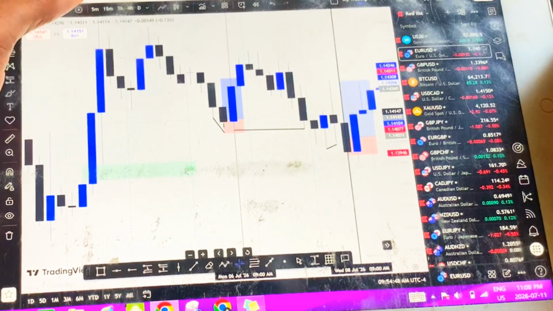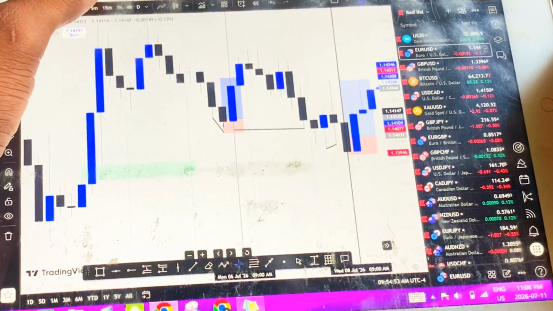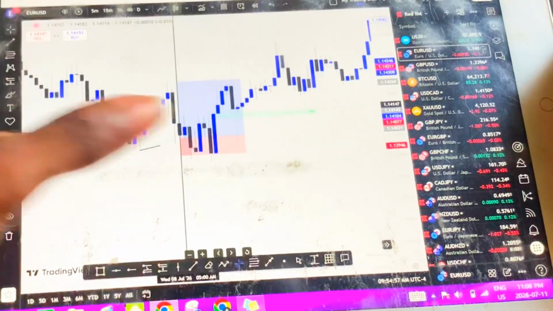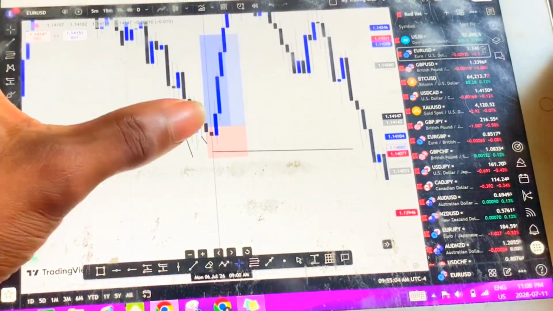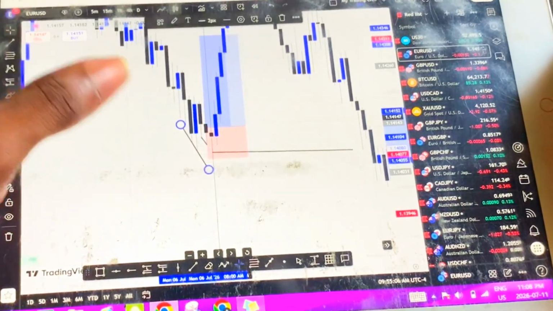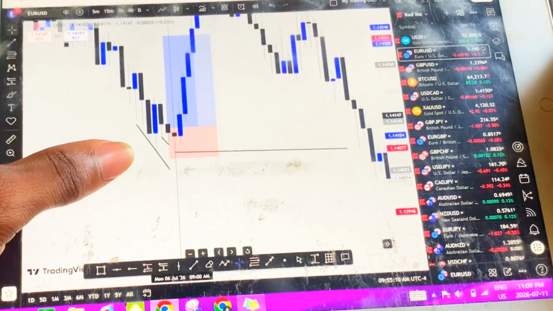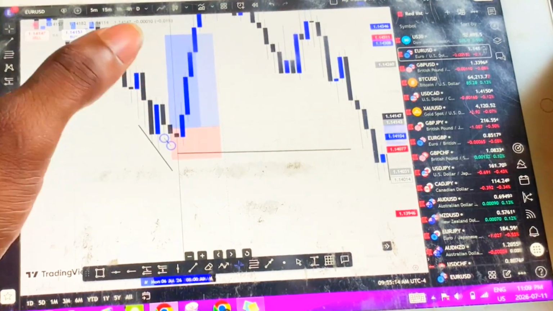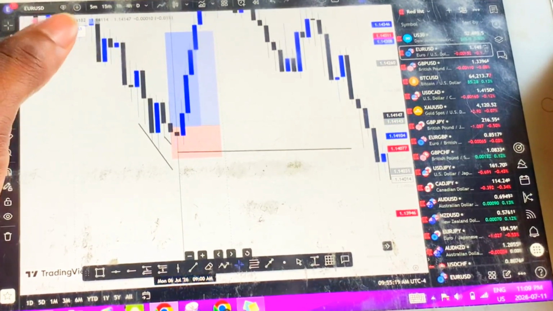Now, when the 9 a.m. candle opens, I go to my 1 hour time frame, because I am looking for SMT on the 1 hour time frame. You can see there was an SMT right here on the 1 hour time frame as well, which means that Euro USD swept the low and GBP USD swept the high.